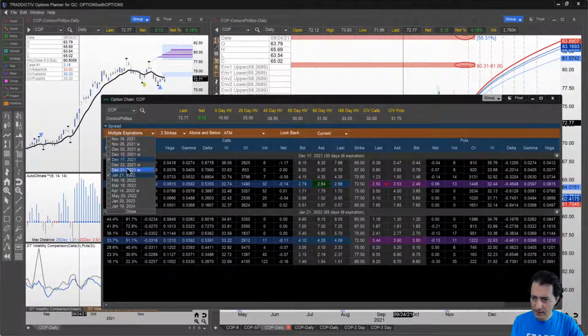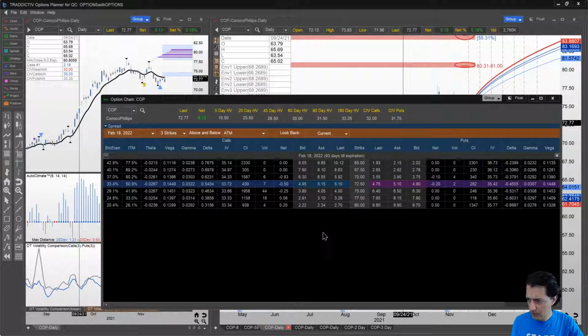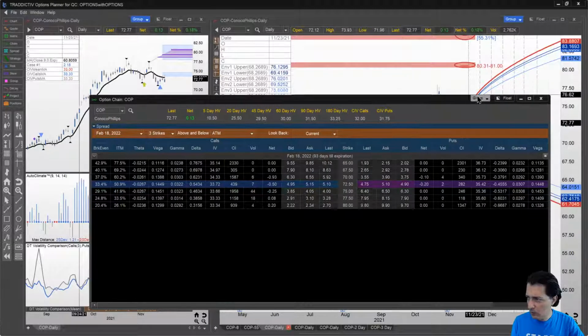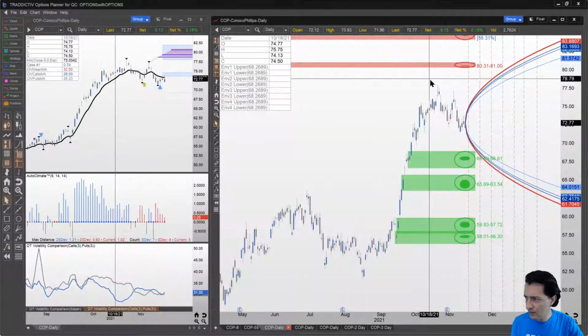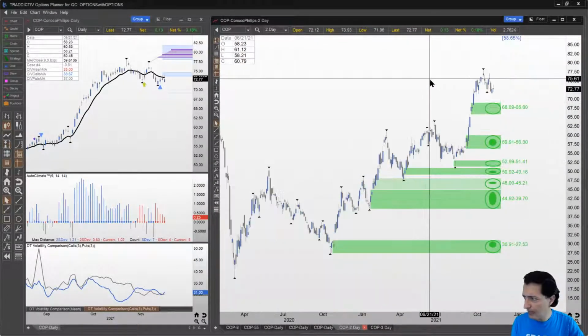So what if we are looking at February 18 expiration? First of all, liquidity is pretty cool, which I'm not surprised, and it's a monthly expiration date. That's fine. And okay, so we have the option chain in front of us. Now we were relying on the 2-day time frame to put this trade in place.